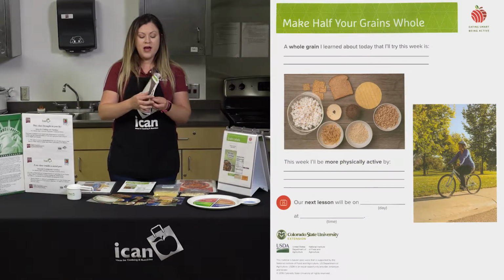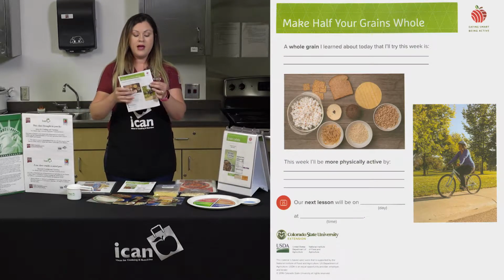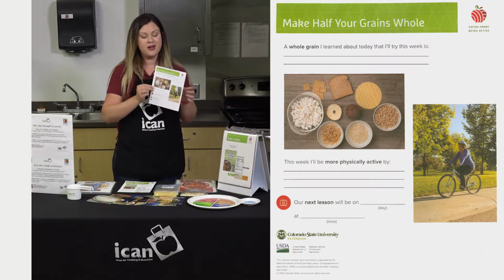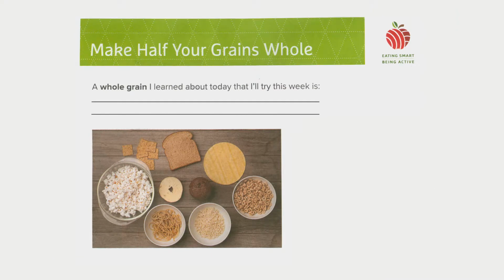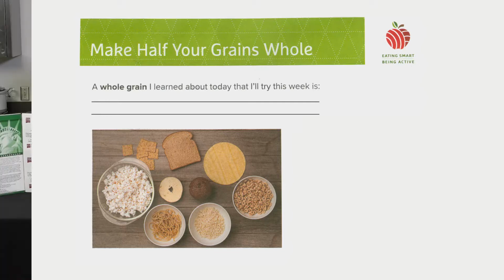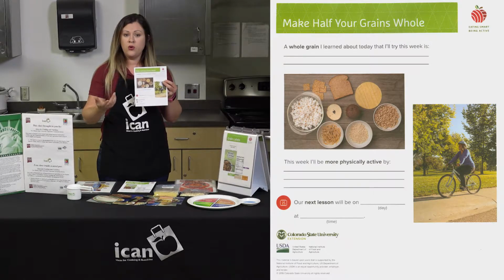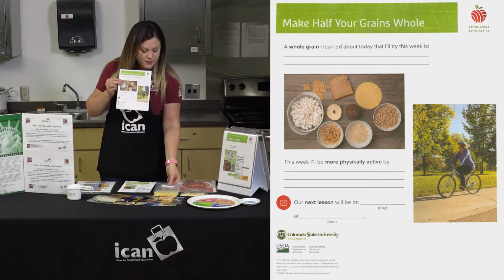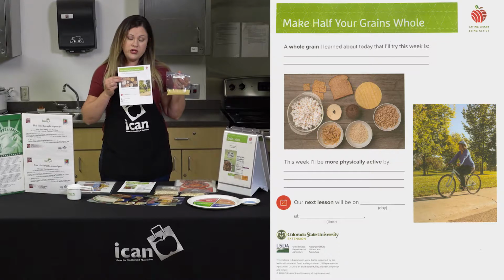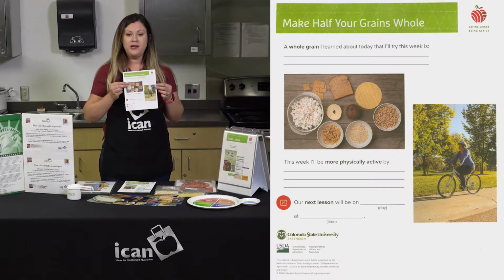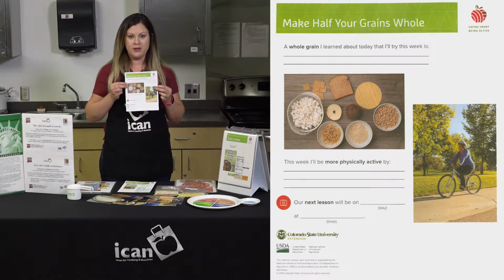Turning to the back of our handout here, which talks to us about our goals for the week. Our goal for this week says, a whole grain I learned about today that I'll try this week is, I want you to think about reading labels and finding our whole grains, maybe even thinking about some of the examples that I showed today of our different grains, to think about what kind of whole grain you would like to try for this week and try to make that your goal for the week with your family.